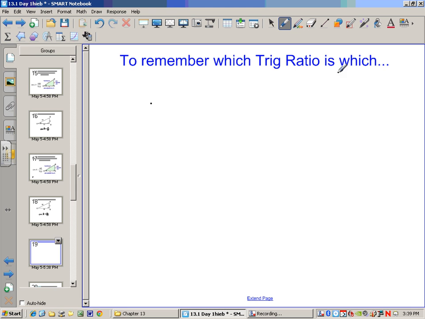Now, to remember which trig ratio is which, I like to write it like this. SOH, CAH, TOA. So what this means is sine is opposite over hypotenuse, cosine is adjacent over hypotenuse, and tangent is opposite over adjacent. So SOHCAHTOA is something that a lot of people use when they're trying to remember their trig ratios.